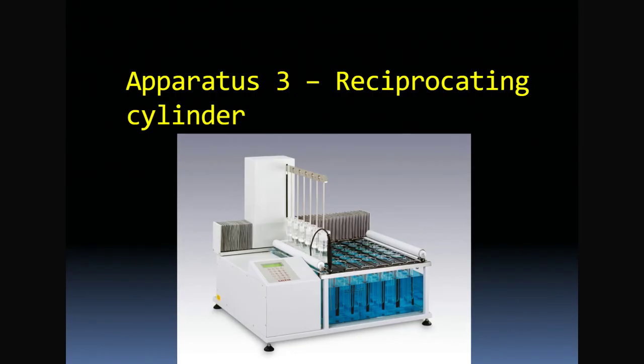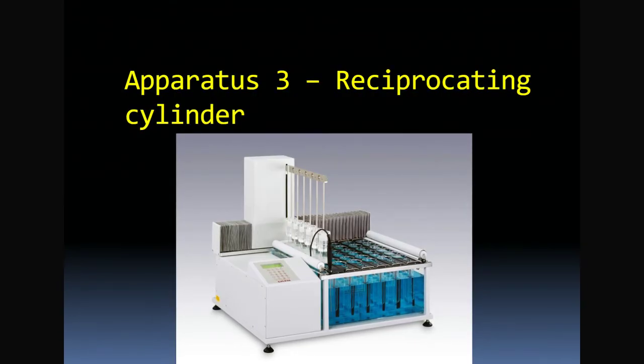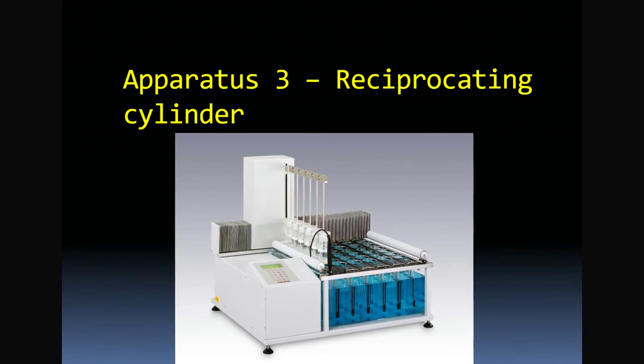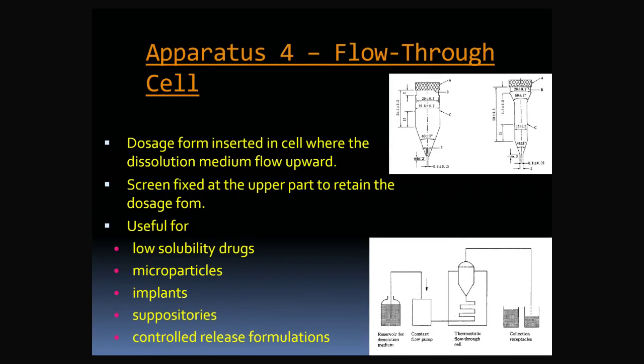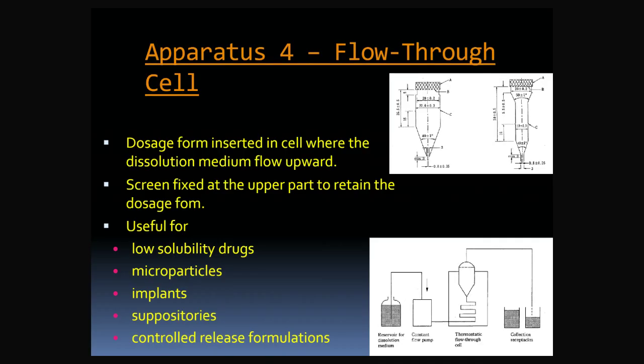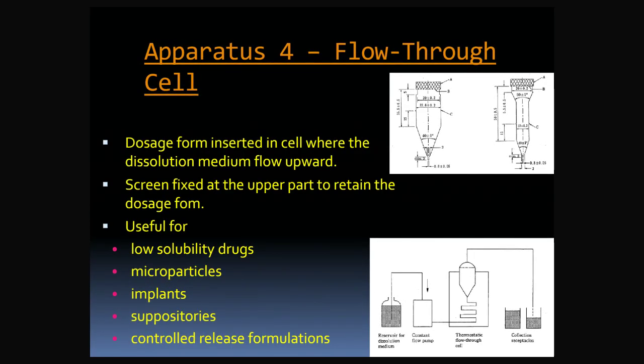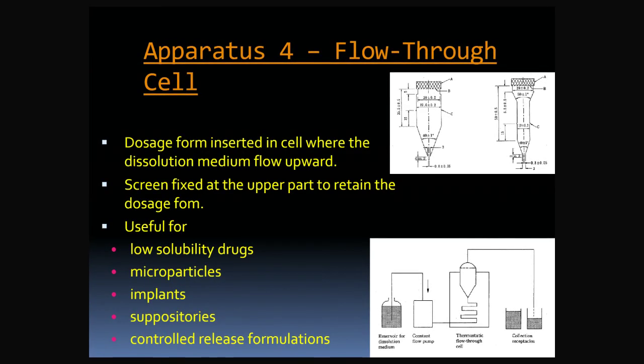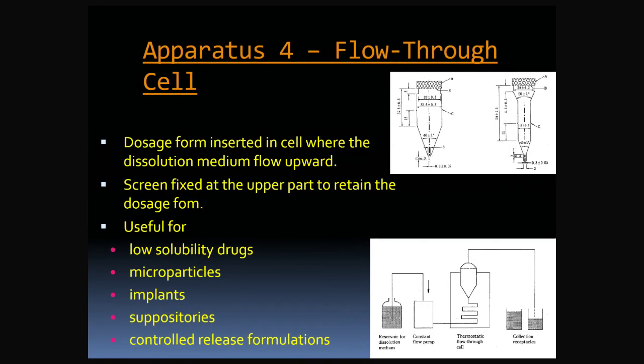Consider the engineering precision required here. The timing of the dip and the clearance of the screens must be perfectly calibrated to ensure that the kinetic data remains reproducible across all parallel vessels. Apparatus 4 utilizes a flow-through cell, where the dissolution medium is pumped vertically upward through a chamber, creating a continuous flux that passes over the dosage form.